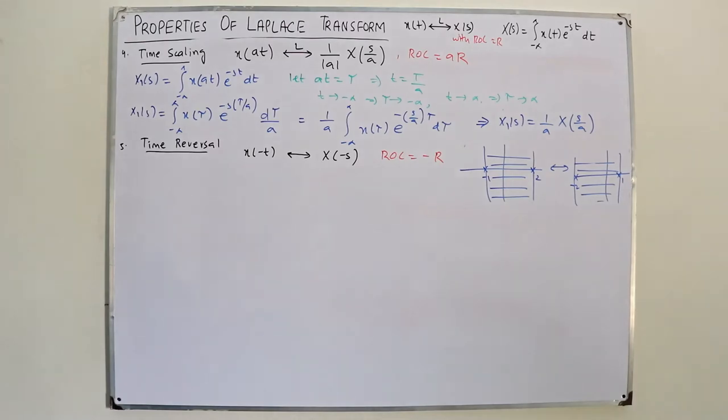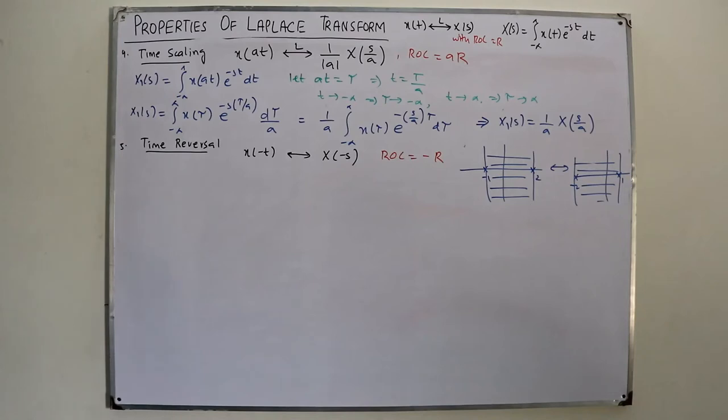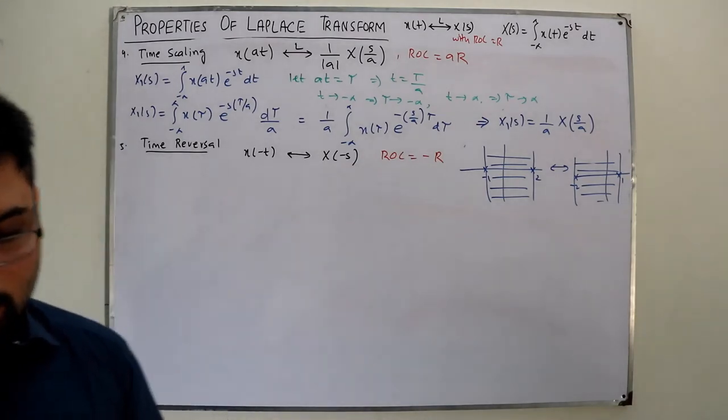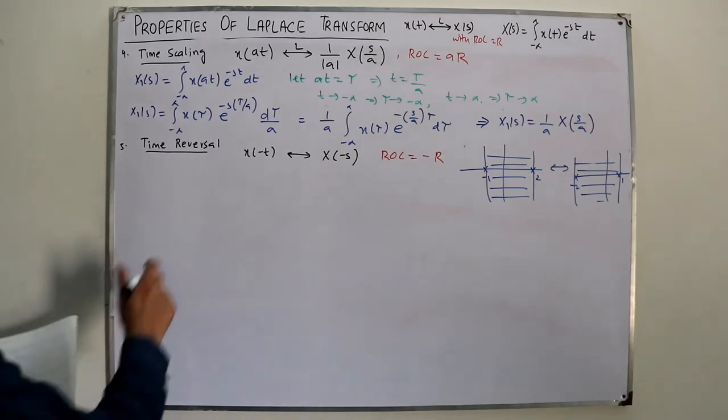So the next is what? Number 6, it's the convolution property.